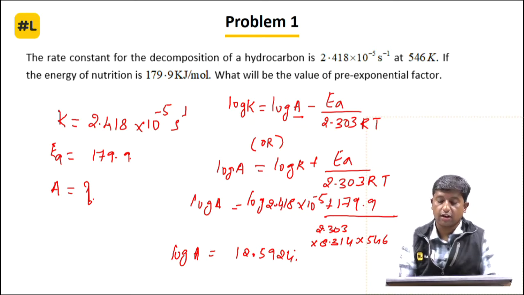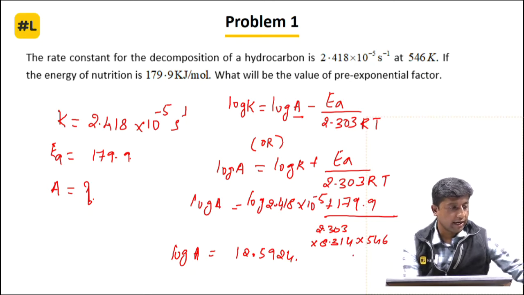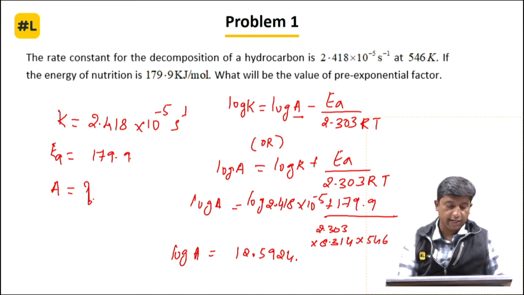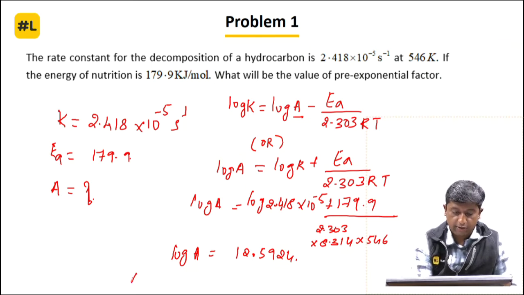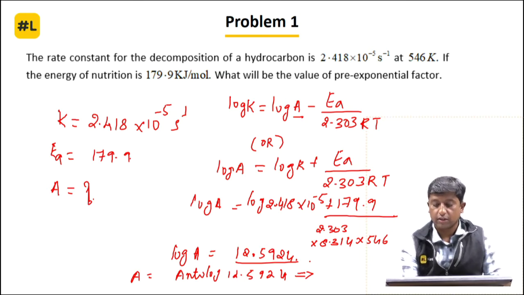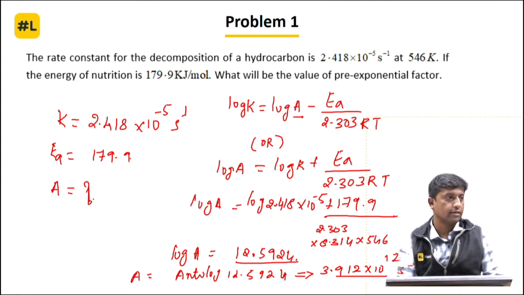So, 2.303 RT, students, I have written a little bit down here: 2.303, R is 8.314, and the temperature here is 546. Okay. So, now we need to calculate A. How can we calculate A, students, here? A will be equal to whatever the value we got, so let us take the antilog of 12.5924. If you take the value of antilog, the answer which you are going to get is 3.912 into 10 power 12 per second.